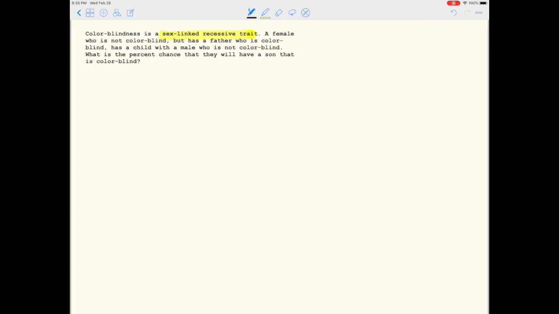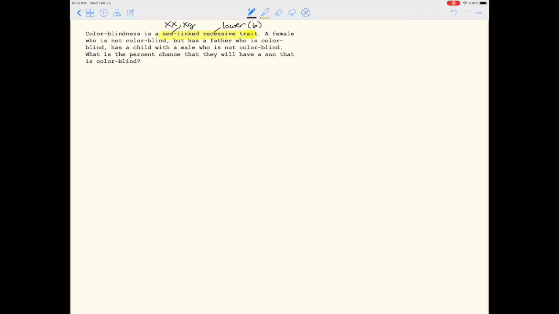For example, it says sex-linked, so that should automatically tell you that you need to use XX for your females and XY for your males. It also says that it is a recessive trait, so that should automatically tell you that you need to use lowercase letters. In this case, because we're dealing with color blindness, I'm going to choose the letter B. So everybody that has color blindness is going to have a lowercase letter b.